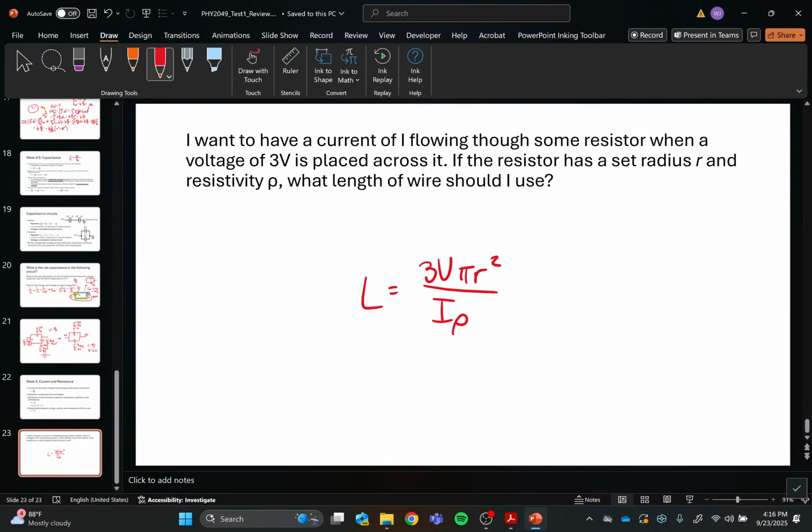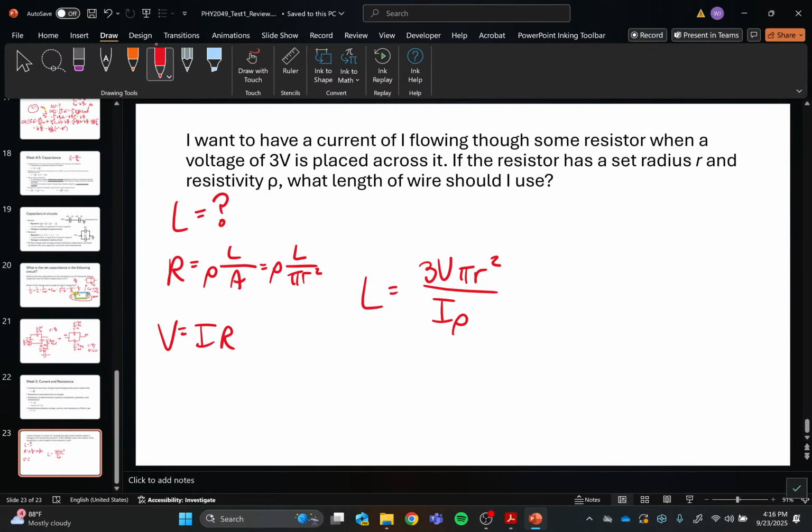All right, so let's, what am I solving for? L. There is literally only one equation on the formula sheet with an L in it. It's R equals rho L over A. So I look at this. Oh, I've got resistivity, area. Oh, that equals pi r squared. Great. Sure would be nice to know R, though.